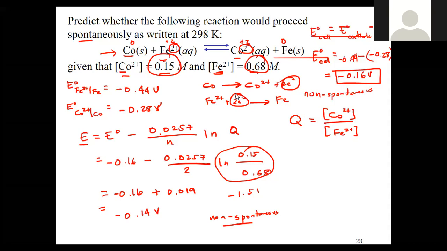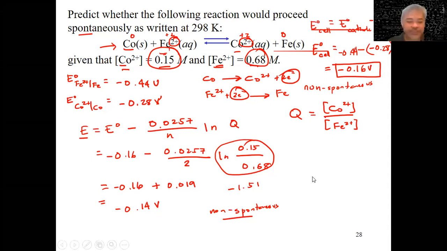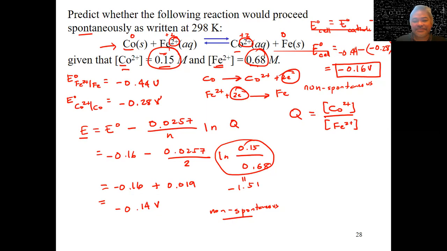Sir? Question po. Sure. Sir, kasi nung yung 0.15 divided by 0.68, ang sa akin, sir, ay 0.22. Yep, and then you get the ln. You get the ln of that 0.22, makukuha mo yung negative 1.5. So, ibig sabihin, equal. Okay po. Sige. Nalito na, sir. Thank you po. Okay lang.